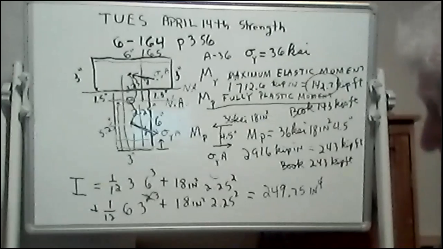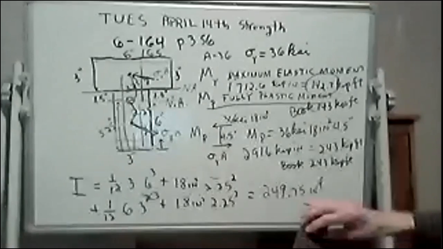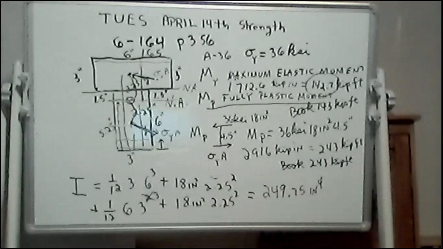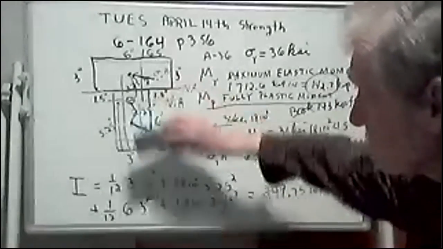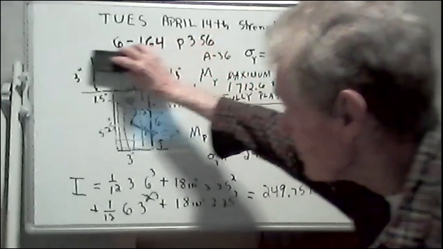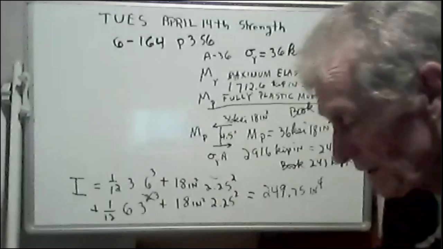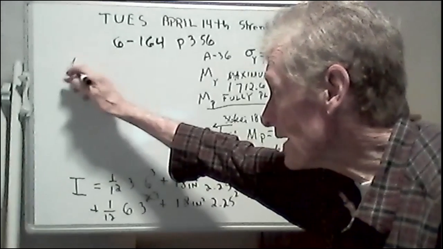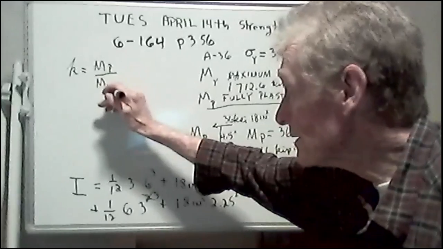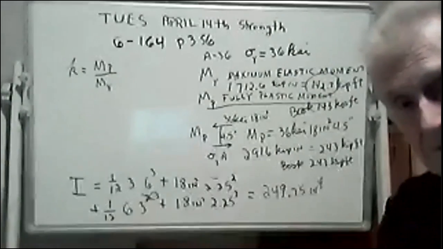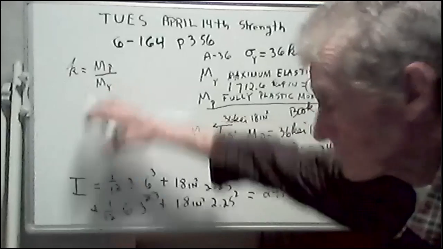Now, there's a few other things that I told you guys here recently. I just need a little room to do that. Where can I do that? We'll just say goodbye to my lovely picture here. There's a few other things that I told you guys. One of them was K, the shape factor. What the shape factor is, is the ratio of your fully plastic moment to your maximum elastic moment.